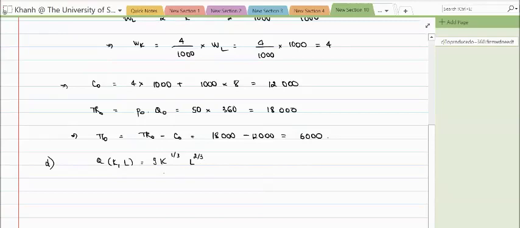Now we know that in the short run, the capital is going to be fixed at K0. So this thing over here is going to be fixed, and L is going to be varied. So this is the variable input, and this is the fixed input. So in the short run, K is going to be fixed at K0 equal to 1,000.